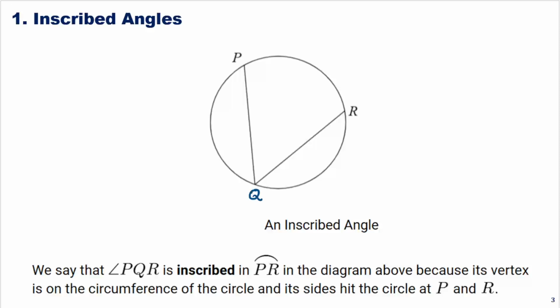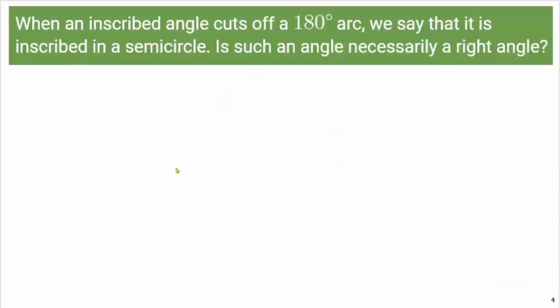So now let's consider an introductory example here. When an inscribed angle cuts off a 180-degree arc, we say that it is inscribed in a semicircle. The question is, is such an angle necessarily a right angle? So I'll give you 3 minutes to think about this question, and then I'll lead you through the solution, okay?